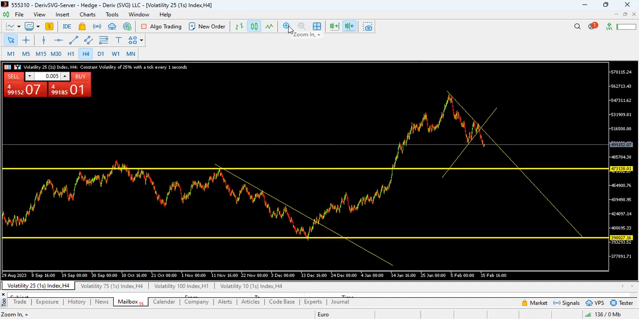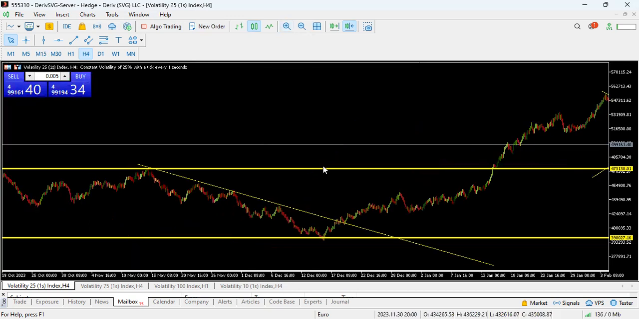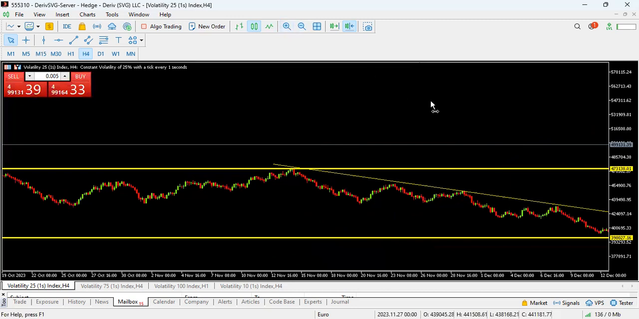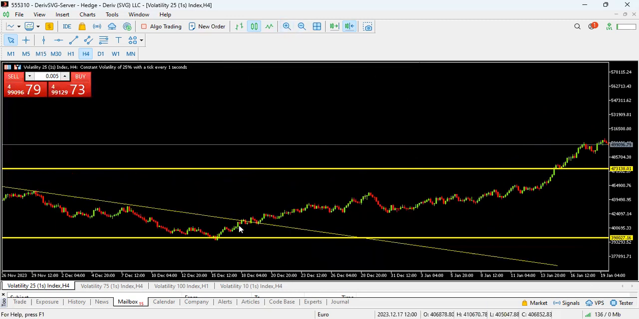Let me zoom it out again. Until it broke out from here. Once the price breaks out from this particular trend line here and comes back for a retest, let me zoom up again. Look at the retest here. It broke out of this trend line, came back for a retest. This was the right place to jump on board, but not with a higher time frame.